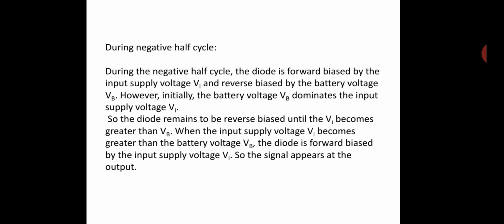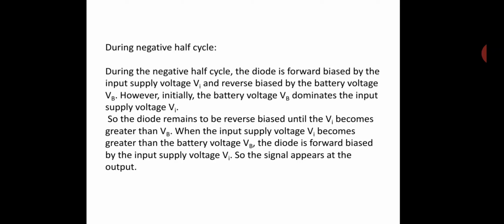During the negative half cycle, what is the working? We explain now. During the negative half cycle, the diode is forward biased by the input supply voltage Vi and reverse biased by the battery voltage Vb. However, initially the battery voltage Vb dominates the input supply voltage Vi. So the diode remains reverse biased until Vi becomes greater than Vb. When the input supply voltage Vi becomes greater than the battery voltage Vb, the diode is forward biased by the input supply voltage Vi, so the signal appears at the output.